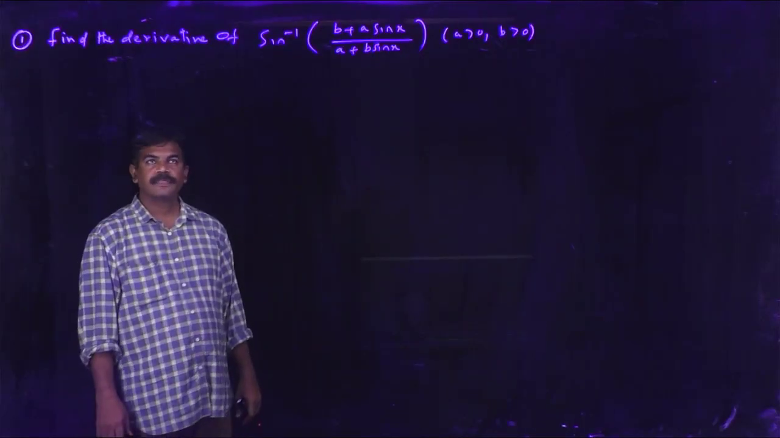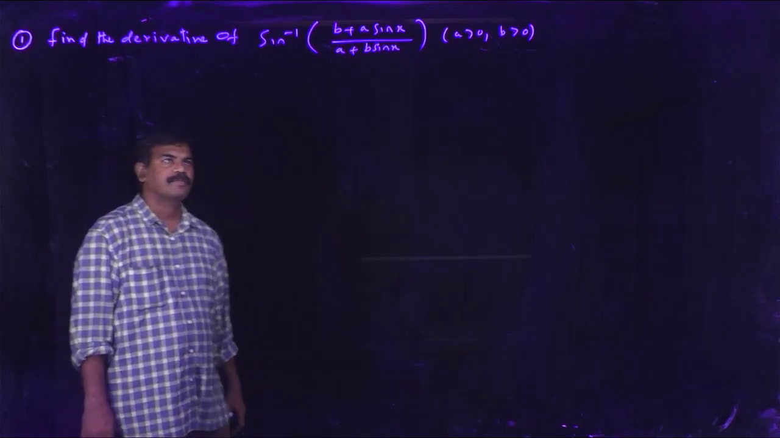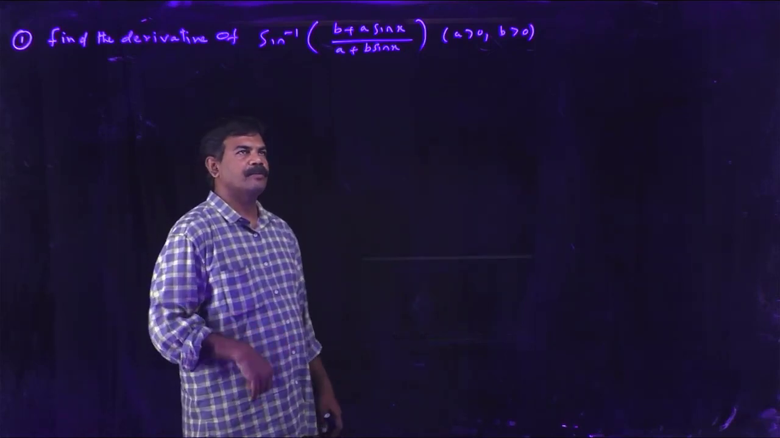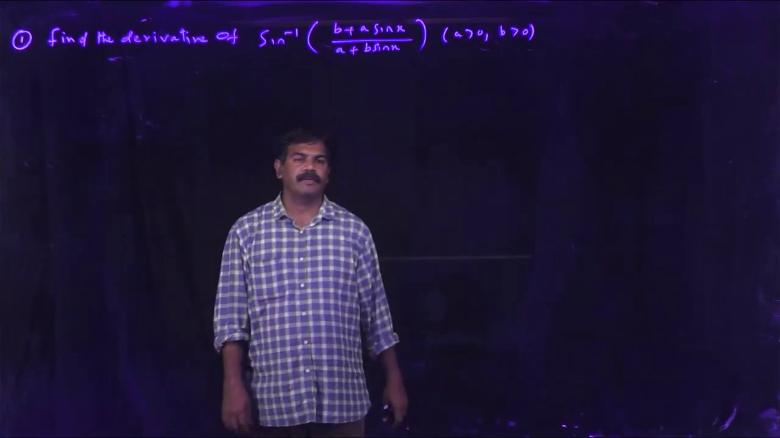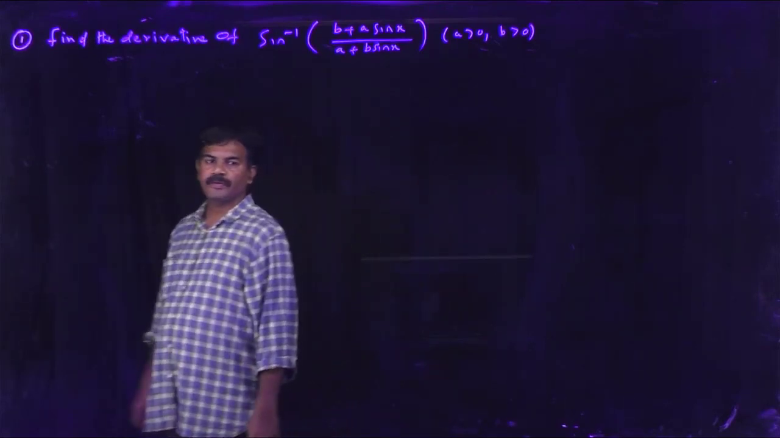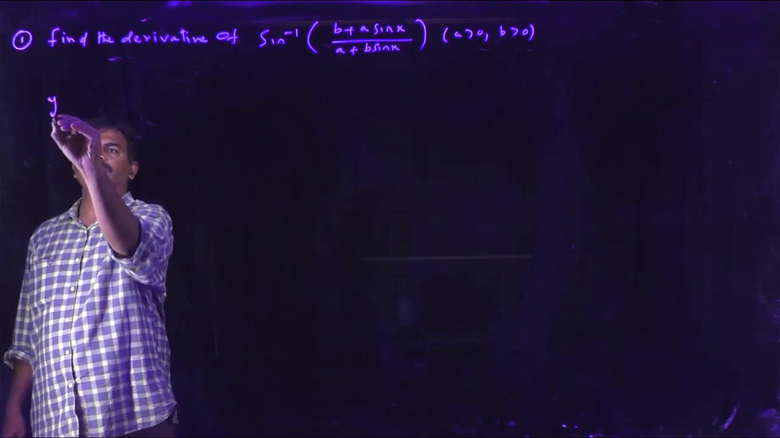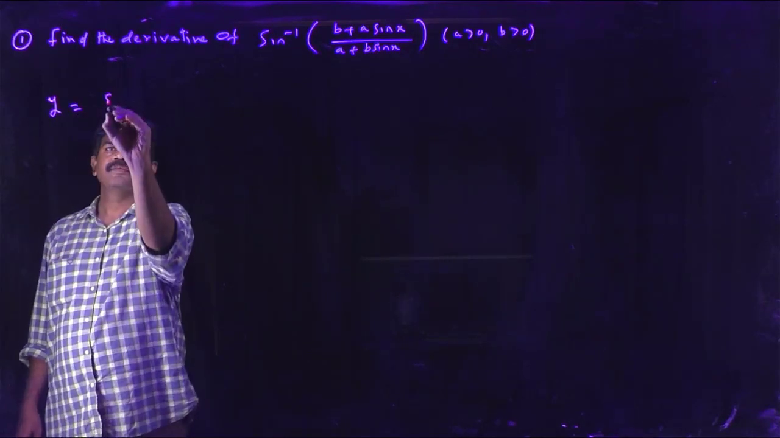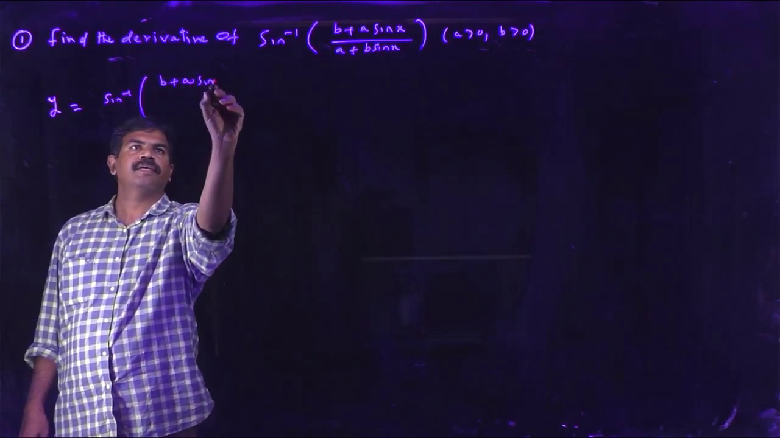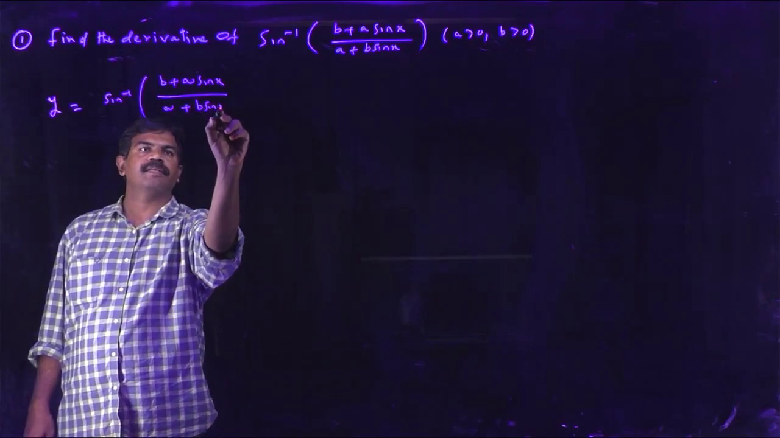Students, see the next problem, that is find the derivative of sin inverse of (b plus a sin x) by (a plus b sin x), where a is greater than 0 and b is greater than 0. So given problem we say that y is equal to sin inverse of (b plus a sin x) by (a plus b sin x).